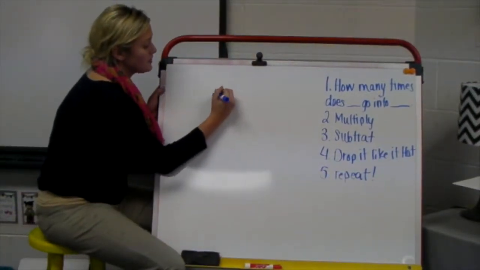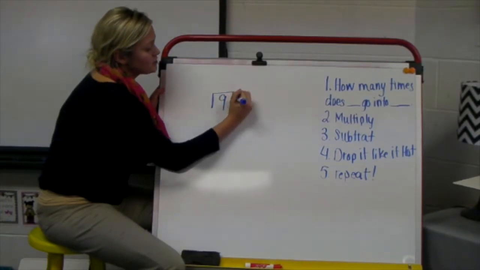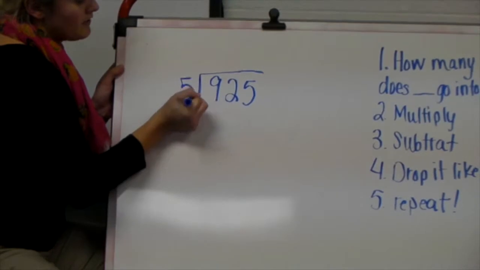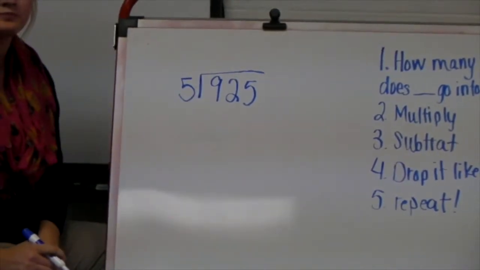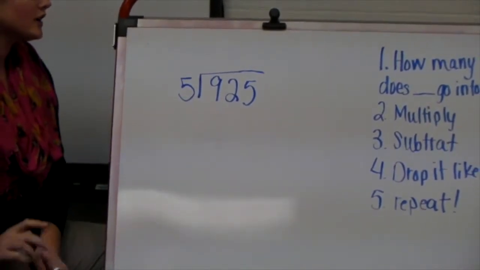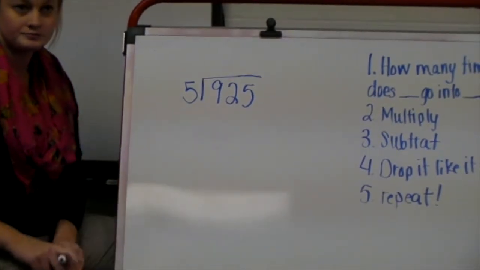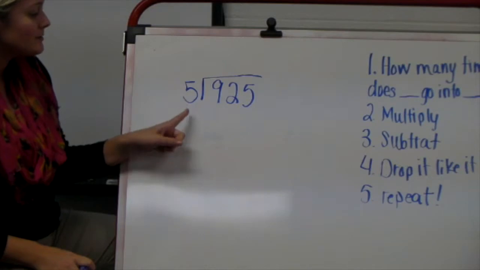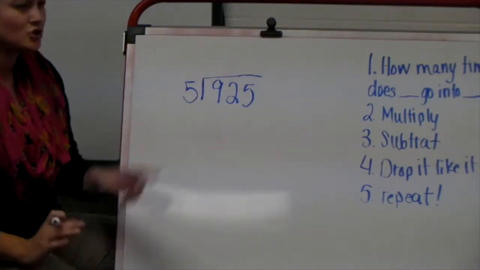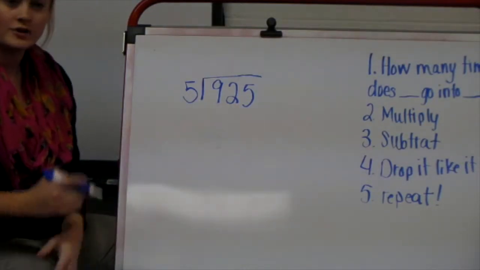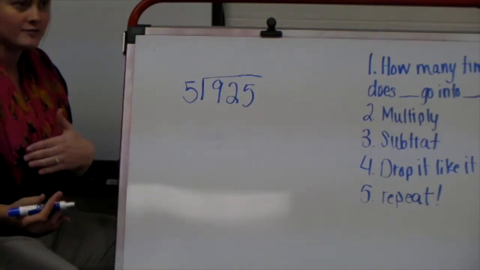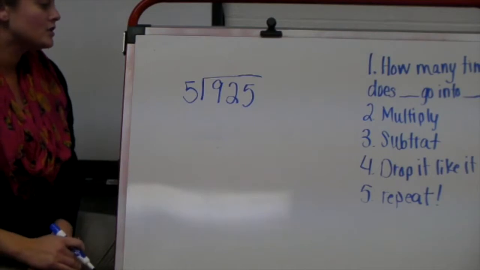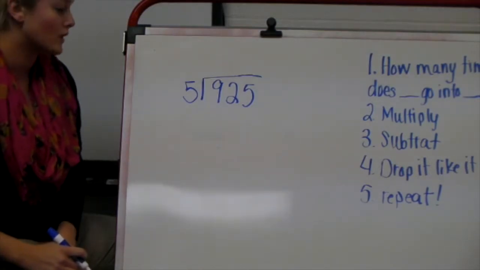The division problem I'm going to be doing is 925 divided by 5. Okay. So the numbers that I'm looking at here first are 5 and 9. I'm asking myself, how many times can 5 fit into 9? Well, I know that 5 times 1 is 5, and 5 times 2 is 10, and 10 is too many for 9. So 5 can only fit into 9 once.